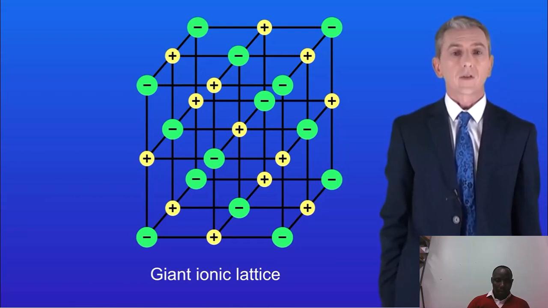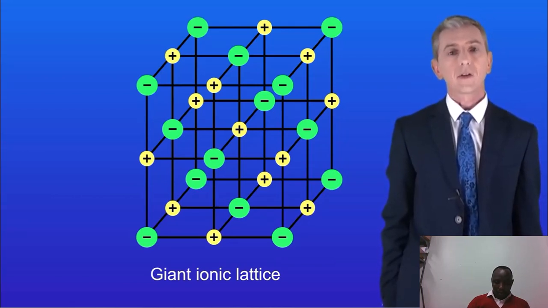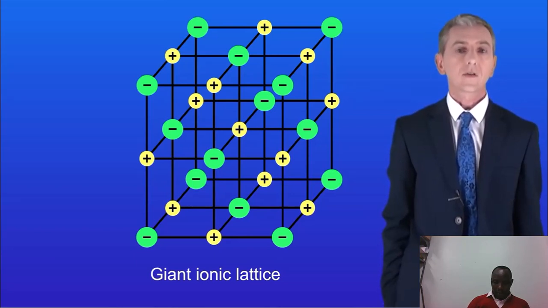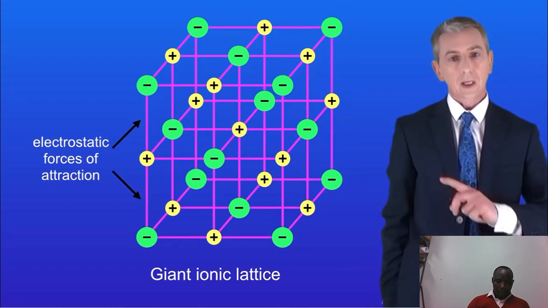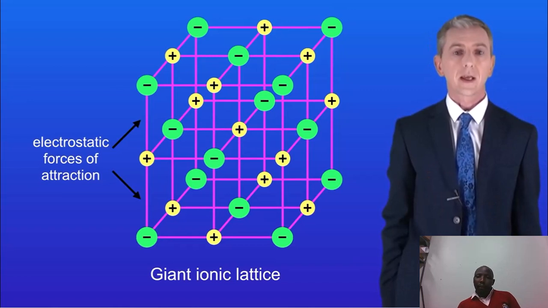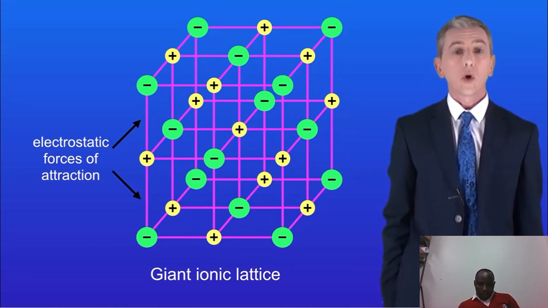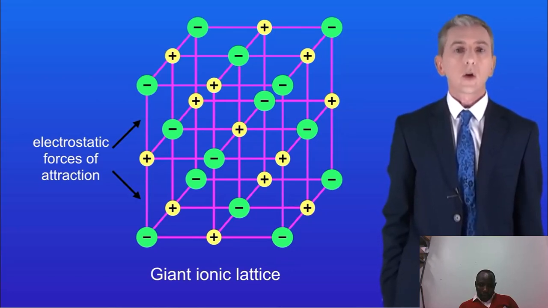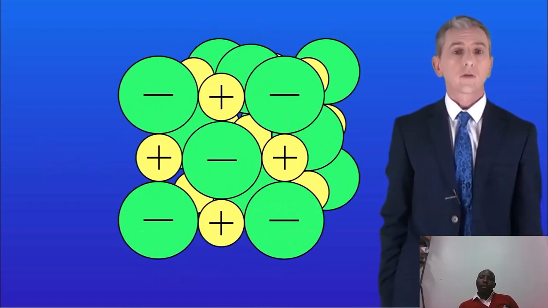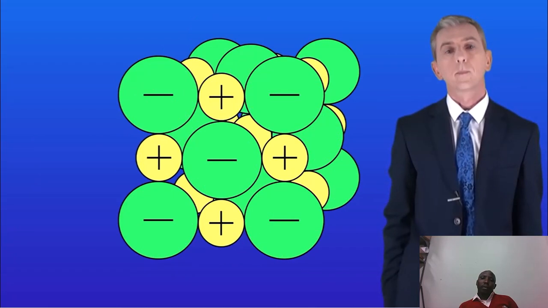The second key fact is that giant ionic lattices have got very strong forces of attraction between the positive and the negative ions. Scientists call these electrostatic forces. I'm showing you these forces here. These strong electrostatic forces hold the positive and negative ions in place. We call these electrostatic forces ionic bonds, and they act in all directions. We can also represent giant ionic lattices like this. Here we're not showing the electrostatic forces, but we know that they're there.